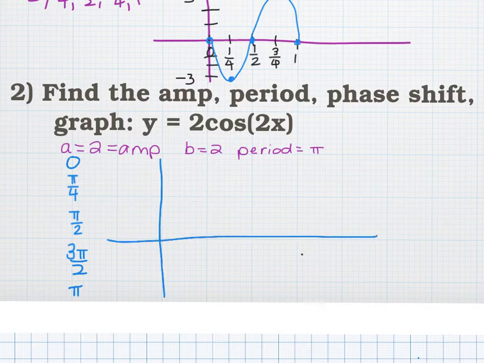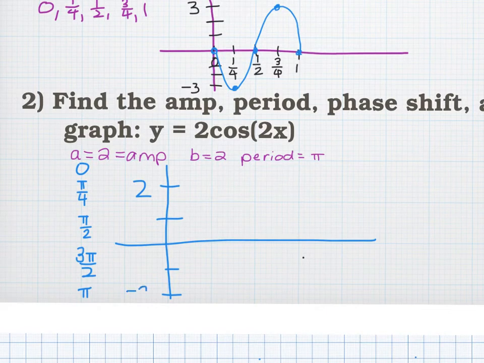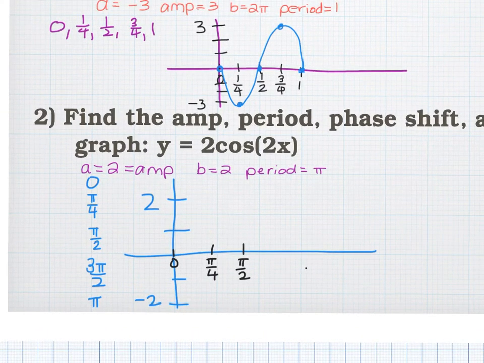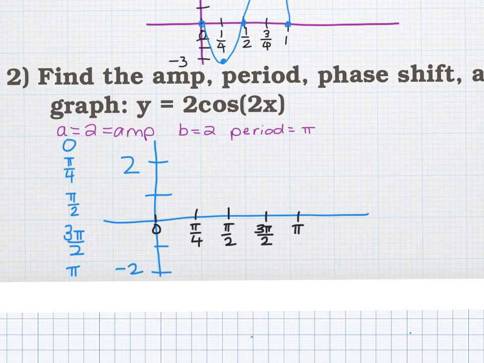So I go to my graph. Amplitude is 2. And my horizontal points are 0, pi over 4, pi over 2, 3 pi over 4. No, 3 pi over 2, sorry. And pi. That should be 3 pi over 4. This should be 3 pi over 4.